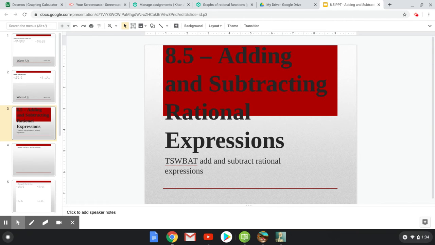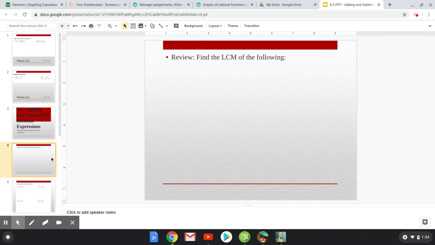All right, here is the start of 8.5. So the first thing we're going to do is review the idea of a least common multiple or common denominator. Basically, whenever we want to add or subtract fractions, we have to get a common denominator first.